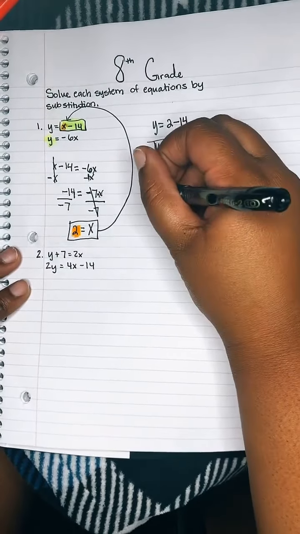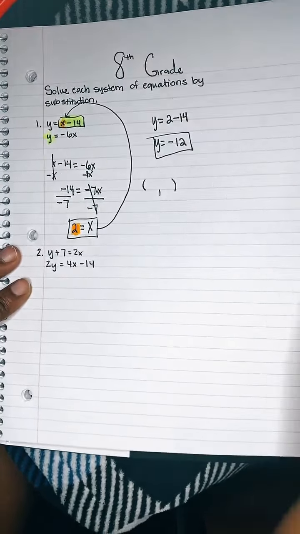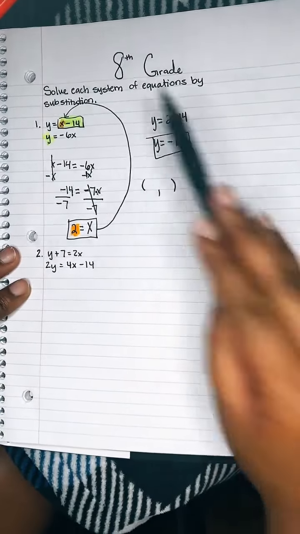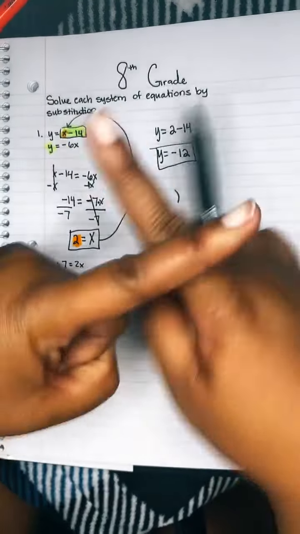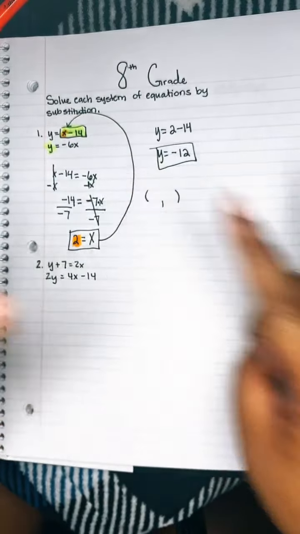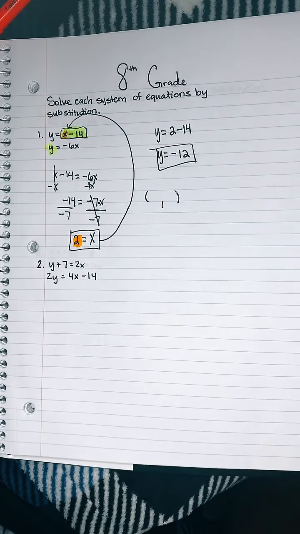Okay, so now we have to write our answer as a point, because in a system of equations, you're thinking about two lines that intersect. So it's a point that's your answer. So does anybody know how we write our solution as a point?